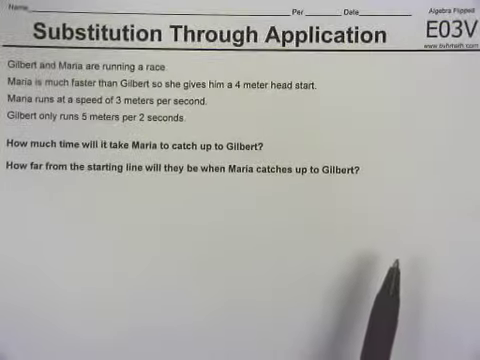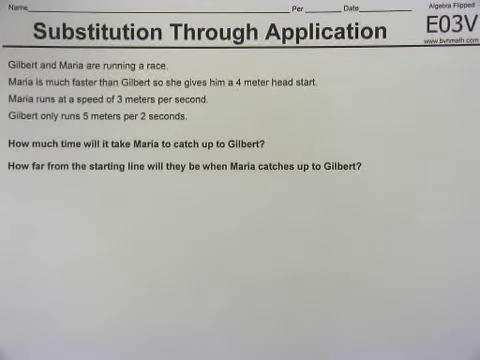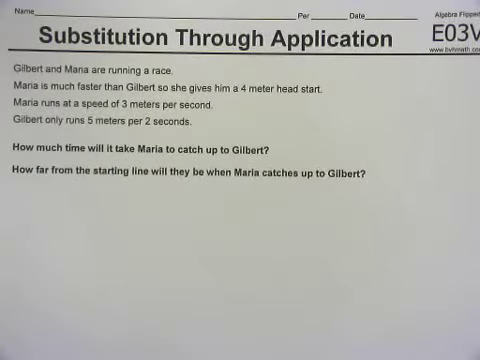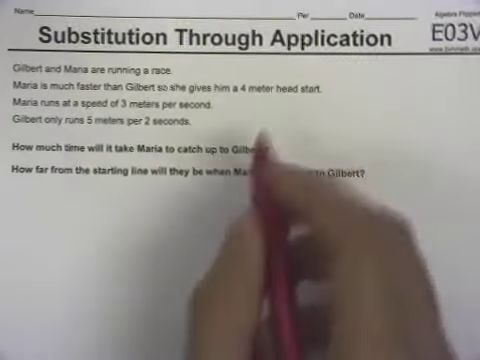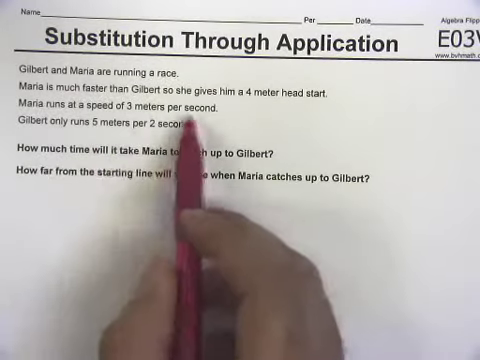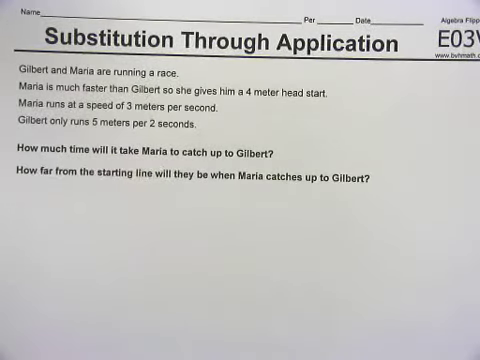All right, you can either copy this question down, so pause the video and copy it down, or you can print up the page if we manage to post it. What we have here is Maria and Gilbert are running a race. Maria is faster than Gilbert, so she gives him a 4-meter head start. Maria runs at a speed of 3 meters per second. Gilbert only runs at a speed of 5 meters per 2 seconds.